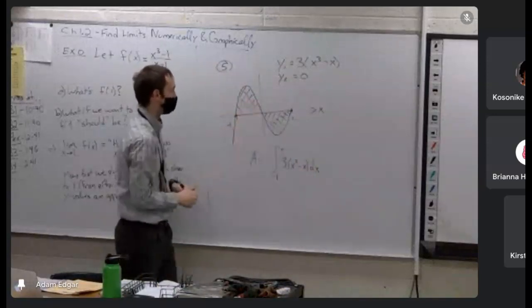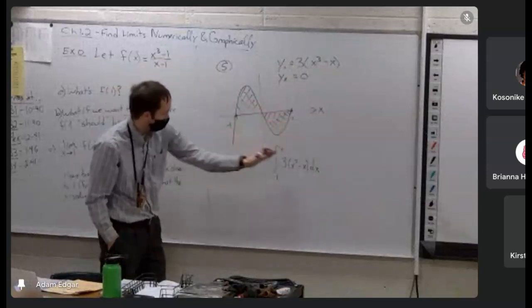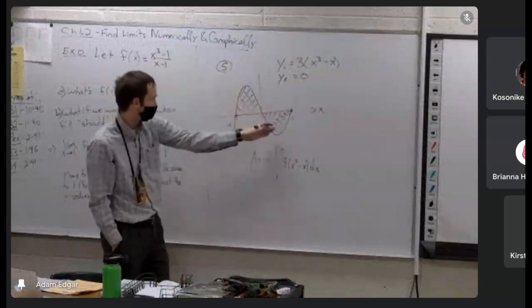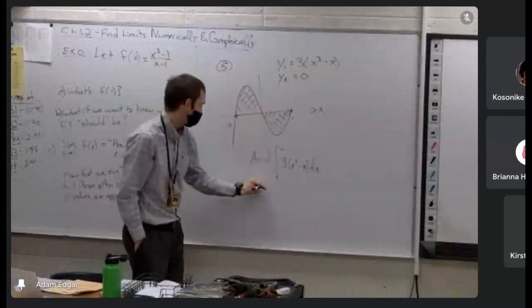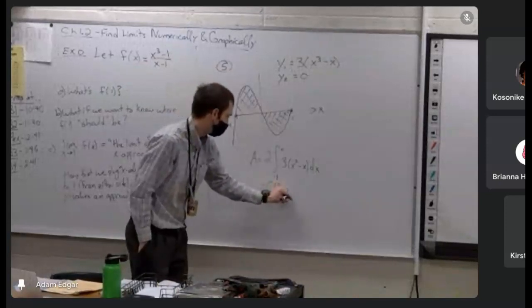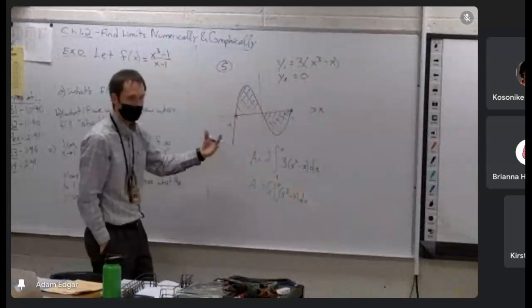If you don't want to have to write a whole second integral, you can just take that and double it, and that way we get both areas, because these are clearly the same area. And so that's how we would end up with 6 integral from -1 to 0 of x cubed minus x dx. And so that is a way that you could write the integral.